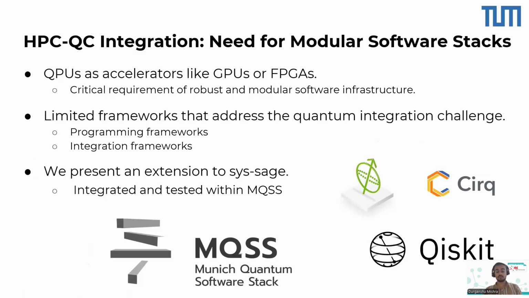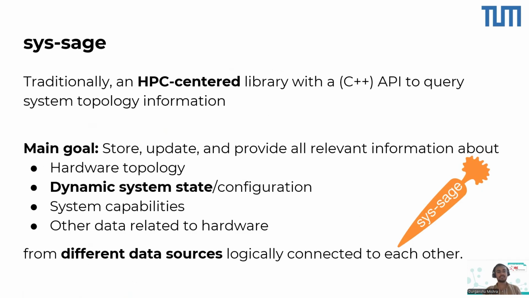We also wanted to contribute to those efforts, and in this work, we expand the capabilities of sys-sage, a C++-based library. Traditionally, sys-sage is an HPC-centered library with a C++-based API to store, update, and provide all the relevant information about the system. This can mean static information like number of components, number of nodes, or dynamic information like bandwidth or latency values.